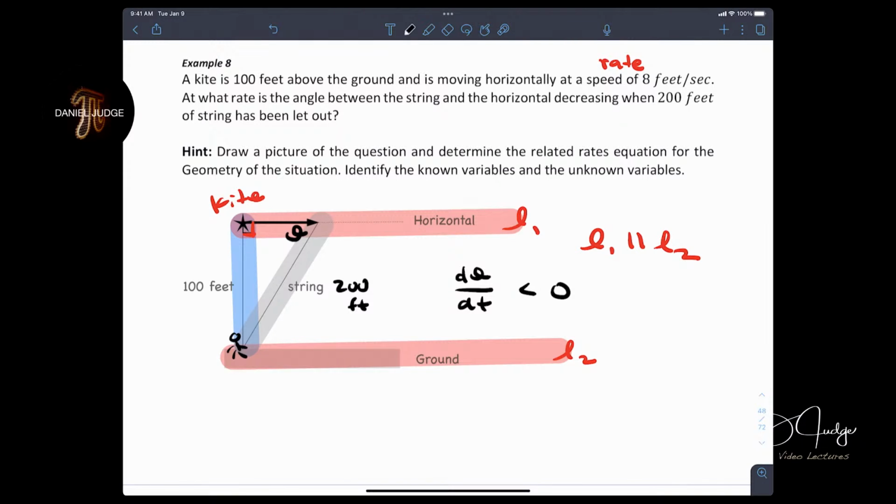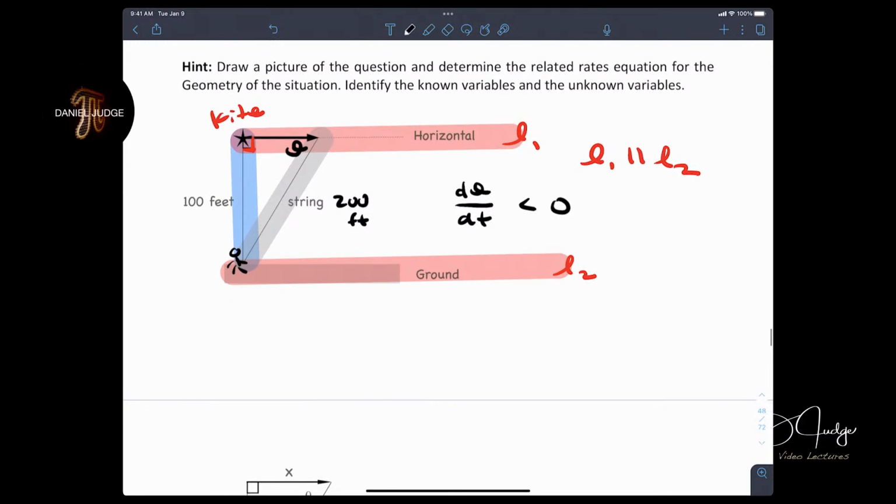So what I'd like to say to you is a few things here. In the hint, they say, draw a picture of the question, determine the related rates equation for the geometry of the situation, and that's done really by identifying the known variables and the unknown variables. So what is known and what is unknown? Now, don't look into this, because there's a lot of things that we could look at here that we say is what is known and what is not known.